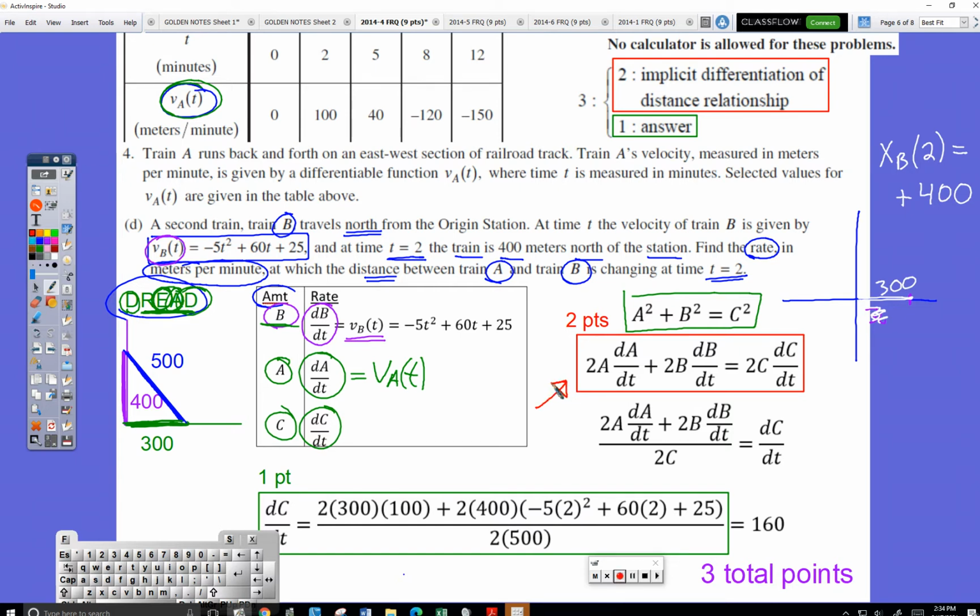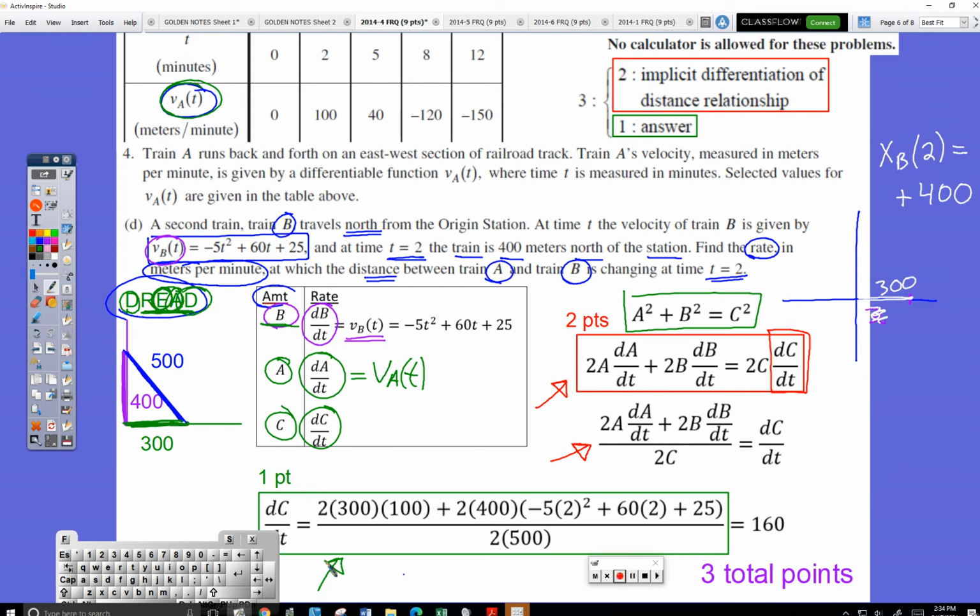Now all I have to do is solve for dC/dt. You rearrange like this, and after that you plug everything in and don't do anything else. Just stop and collect one more point. You don't want to keep going. You don't have to. You'll just risk losing a point.